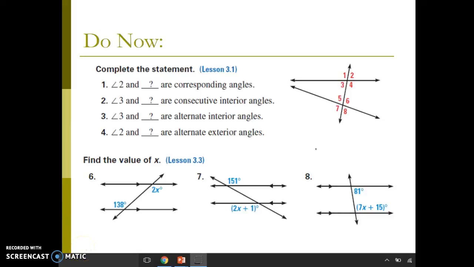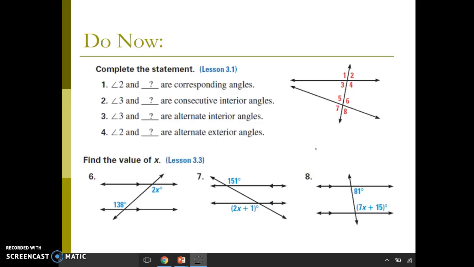Okay, so we're going to be starting another lesson today on 3.4, which is proving that two lines are parallel based on the information given. So I just want to quickly go over again some of these special angle pair relationships that we talked about in the earlier sections. This would normally be a do now, but we're going to go over this quickly before starting the notes just to do a little refresher.